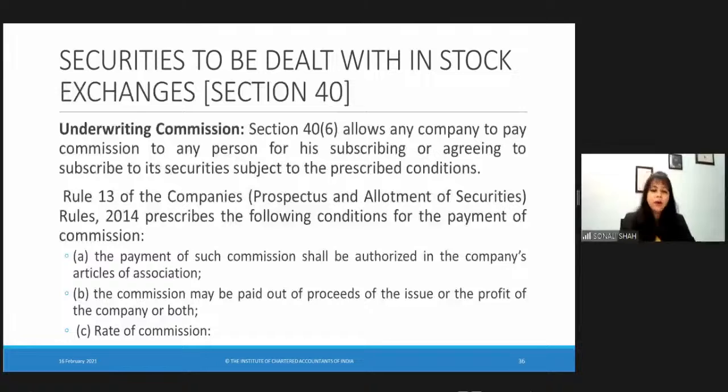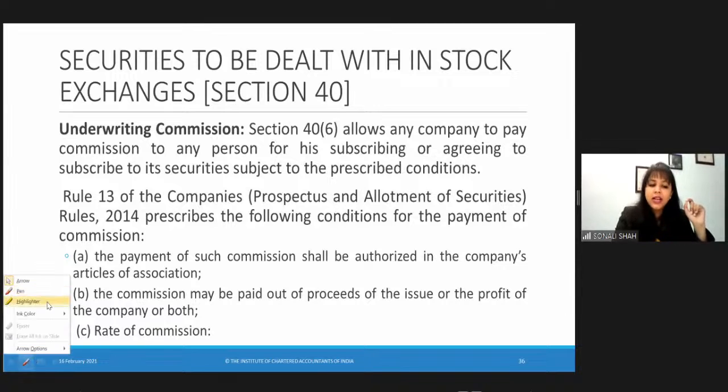Yes, it is permitted. So when you look at clause 6 of section 40, it says that a company may pay commission to any person for his subscribing or agreeing to subscribe to its securities subject to the prescribed condition. Now the question arises, how will that commission be paid? What will be the amount of commission and what are the rules and regulations for the same? So Rule 13 prescribes the conditions for the payment of commission, right?